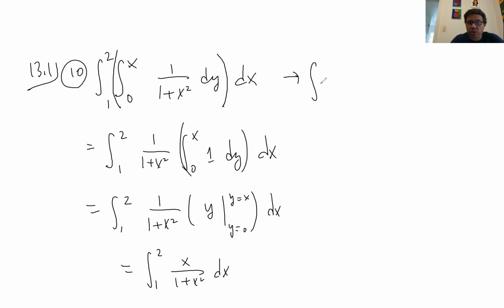Or you could say, well, wait a second, this is just a constant, so this is just integrated. It's 1 plus x squared times y from y equals 0 to y equals x. And in either case, you'll get the integral from 1 to 2 of x over 1 plus x squared.